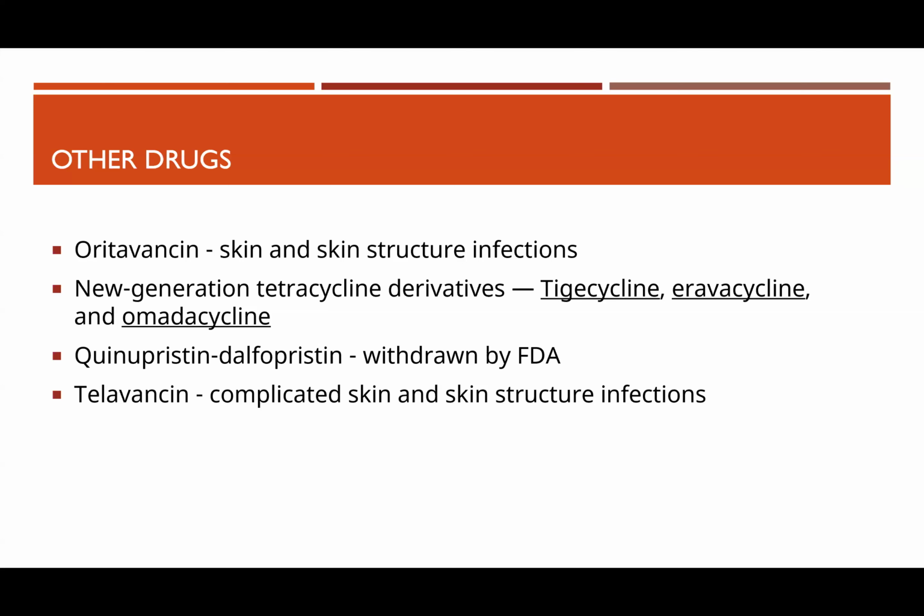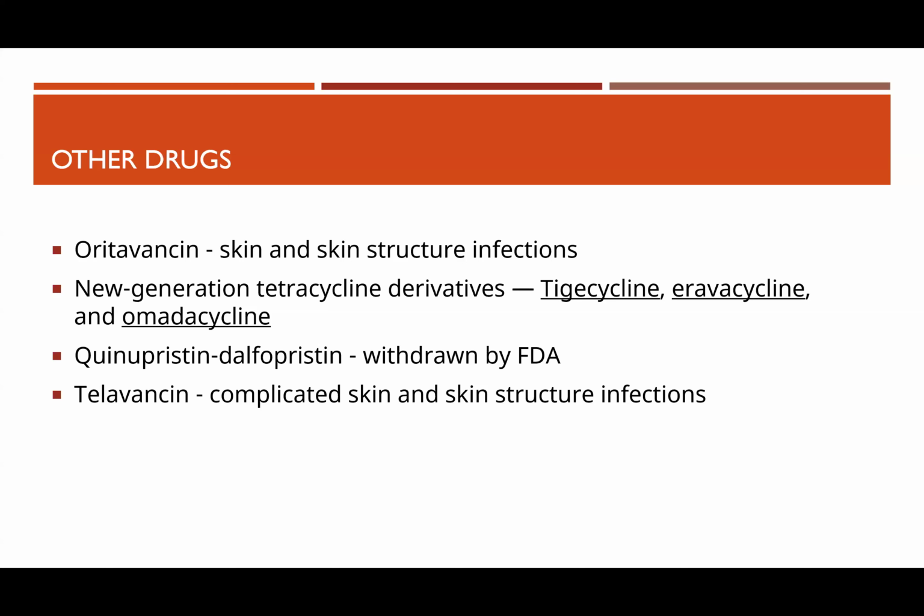Then quinupristin-dalfopristin is a mixture of streptogramin antibiotics with in vitro activity against VREs. There was a FDA approval for the treatment of vancomycin-resistant Enterococcus faecium infections, and this was subsequently withdrawn. And it's largely due to its very poor adverse effect profile, and it causes quite a few metabolic interactions. Some patients have reported severe myalgia, arthralgia, hyperbilirubinemia, nausea, etc. And you also need a central venous access to administer the drug.